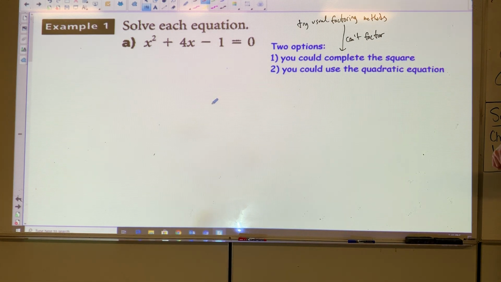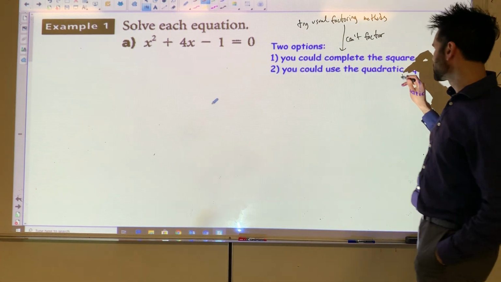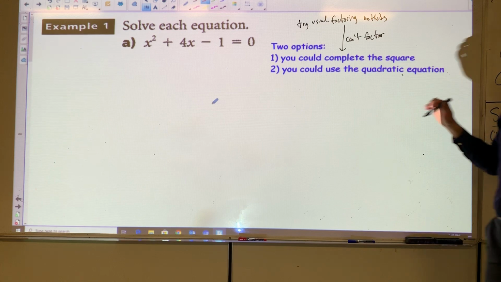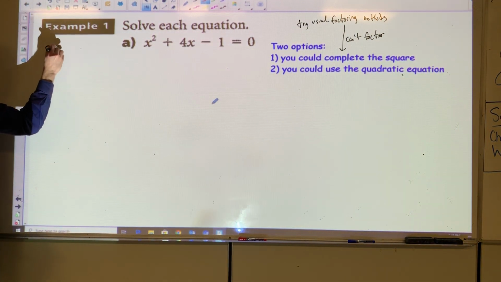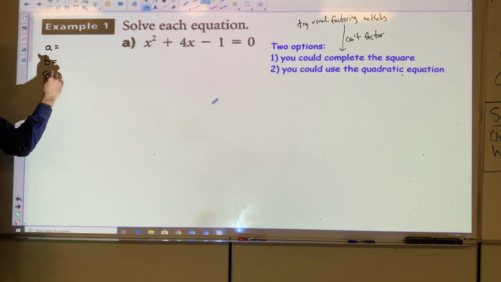So I'm going to say let's do the quadratic formula. It's already set equal to 0. Remember, that needs to be the first thing that happens. And then what I would do is I would just go grab A, B, C.